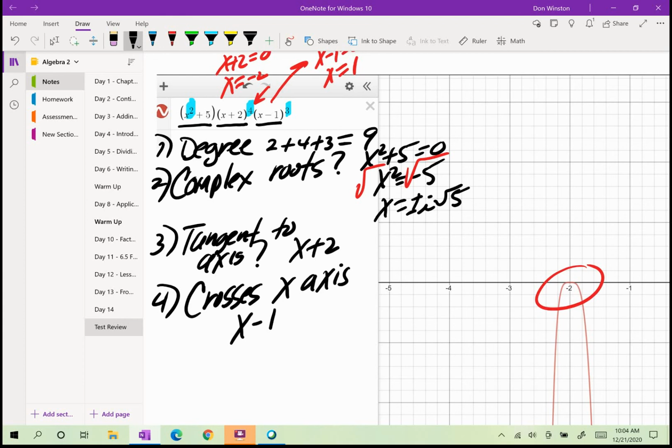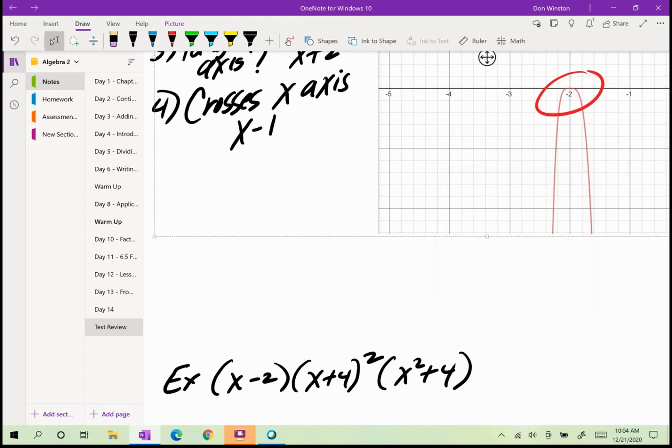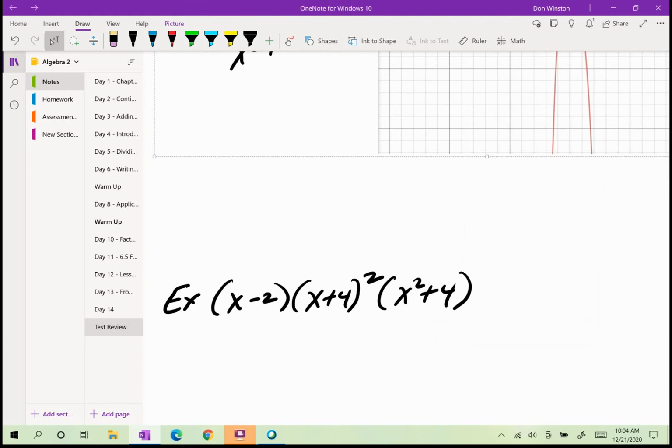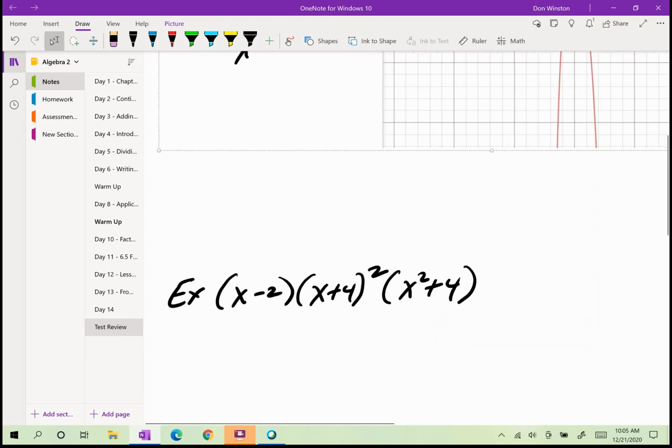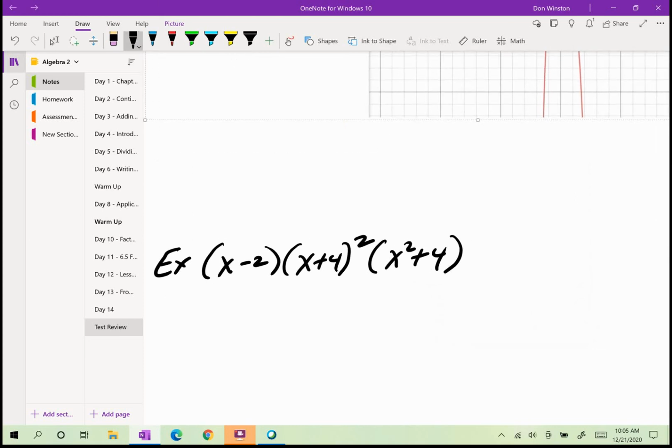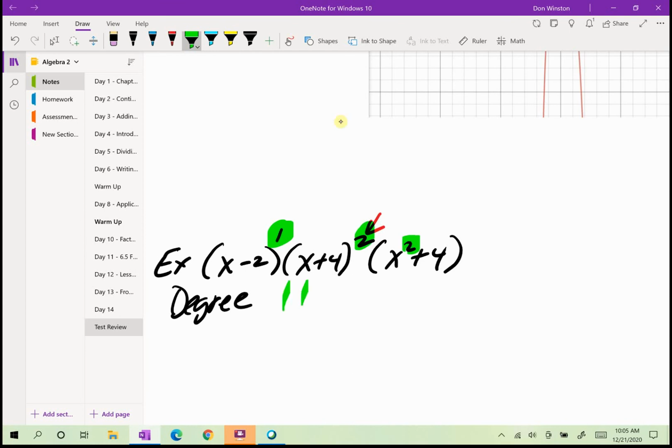All right, and as another example, let's just take a look at this here. Let's say I have x minus 2 times x plus 4 squared times x squared plus 4. Okay, let's first figure out the degree of this polynomial in factored form. So x minus 2 has an exponent of 1. It only occurs once. X plus 4 has an exponent of 2. And then I have x squared plus 4. So 1 plus 2 plus 2. The degree will be 1 plus 2 plus 2, and that will be 5. So the degree will be 5.